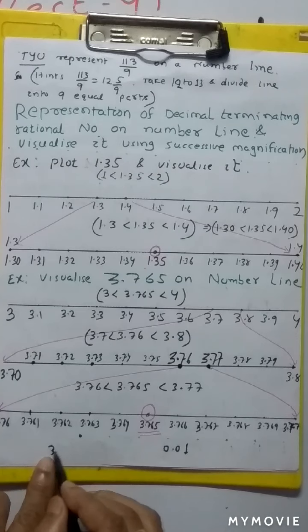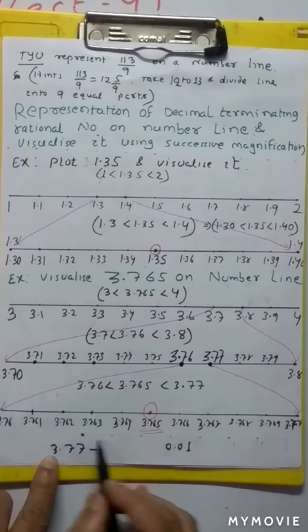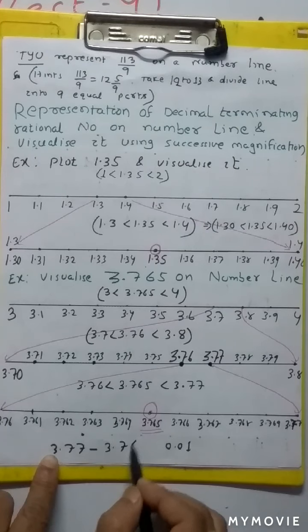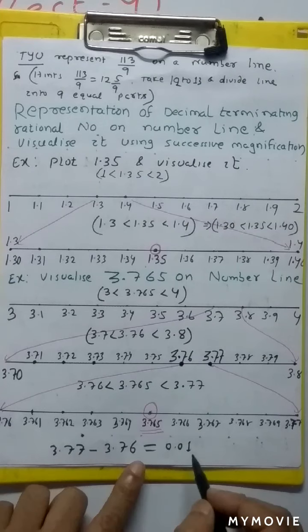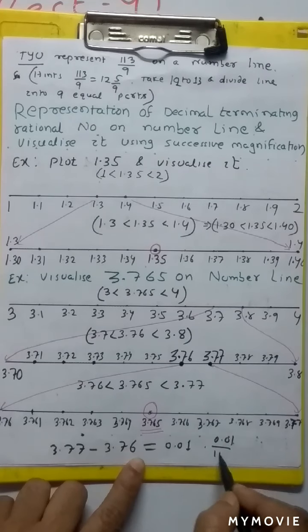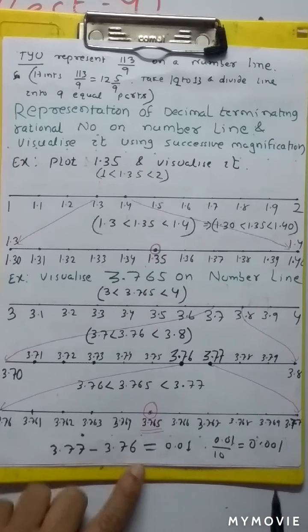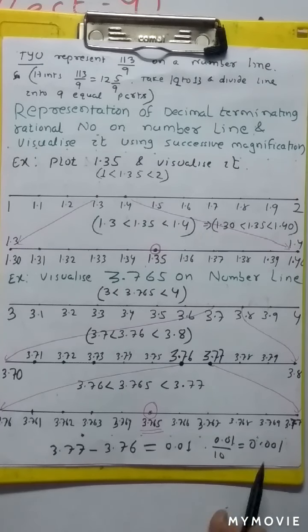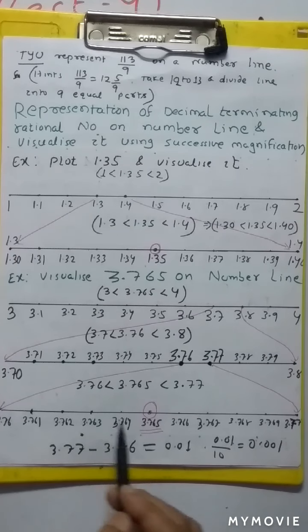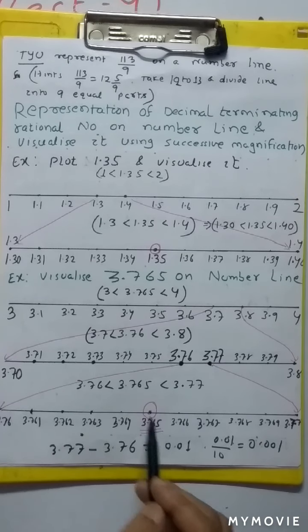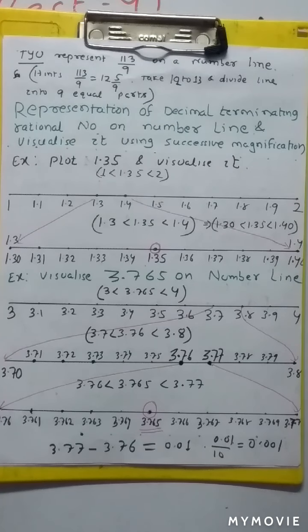If we subtract 3.77 minus 3.76, you will get 0.01. You divide it into 10 equal parts, so each value will be 0.001. So this is 3.76. Add 0.001, you will get 3.761. This is 3.762. In this way, you will get 3.765. So this is our desired value, that is 3.765. We can represent it on the number line using successive magnification.